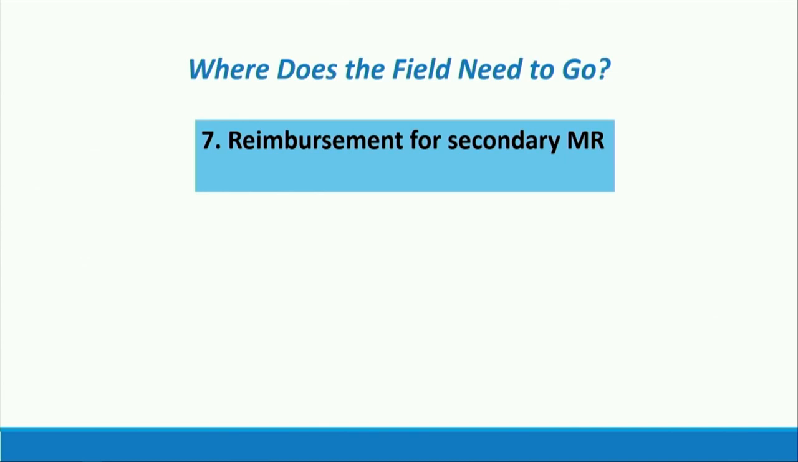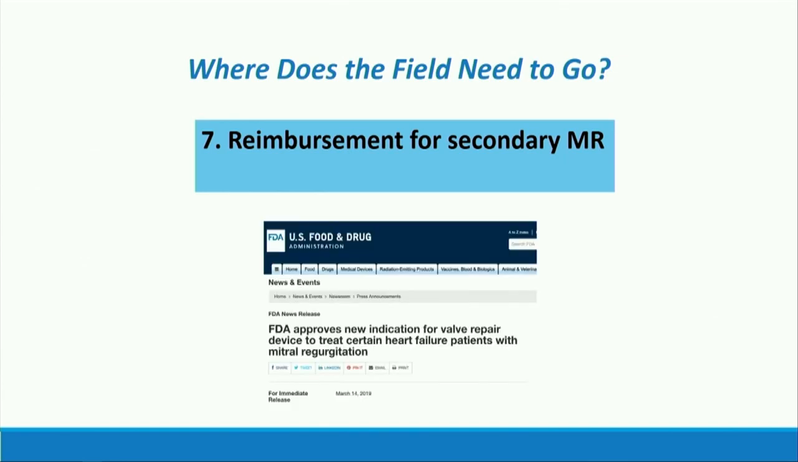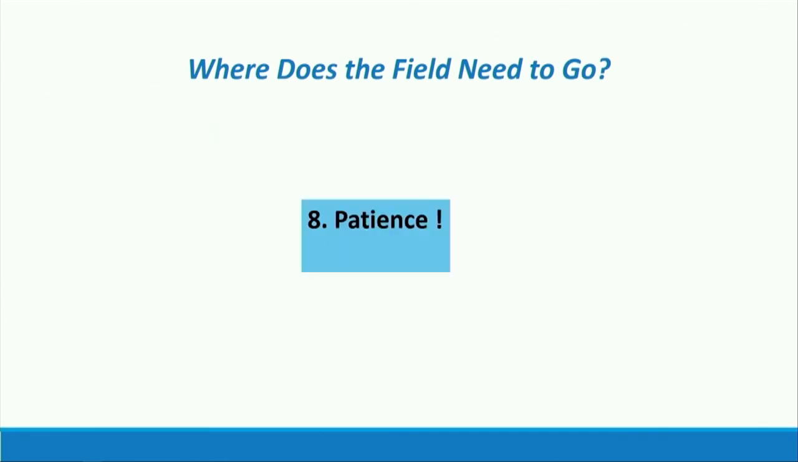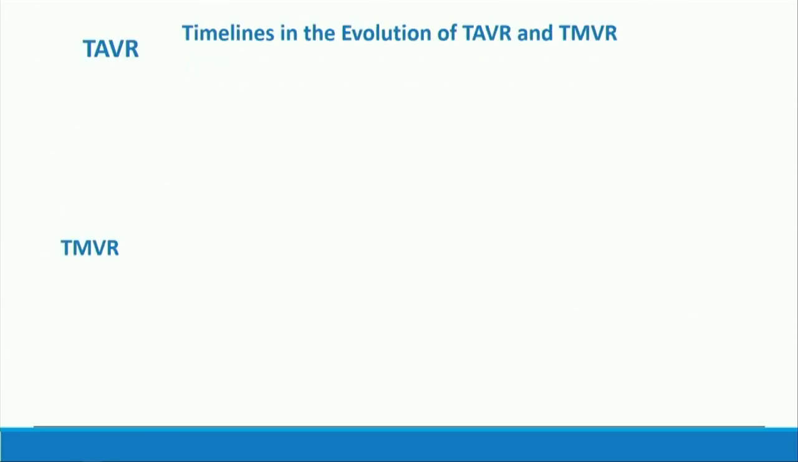Second, we need to get reimbursement for secondary mitral regurgitation. We have FDA approval for it, but we aren't even close to getting CMS reimbursement for this yet. And this is something that is overdue to be solved at the current time, and it is precluding treating patients. And lastly, we need to have patience going forwards. And what do I mean by that?